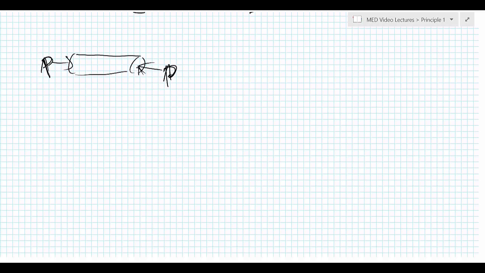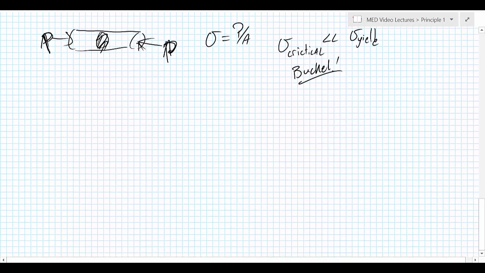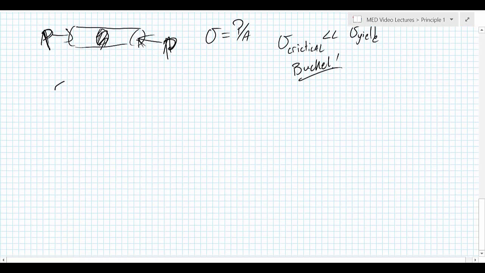So of course, the stress due to the force acting over the cross-sectional area of our part is normal stress equals P over A. So there is some critical stress, which is way, way below the yield strength usually, where a part under an axial load can buckle. So we need to figure out our buckling criterion. And thankfully, our good friend Euler is here to help.